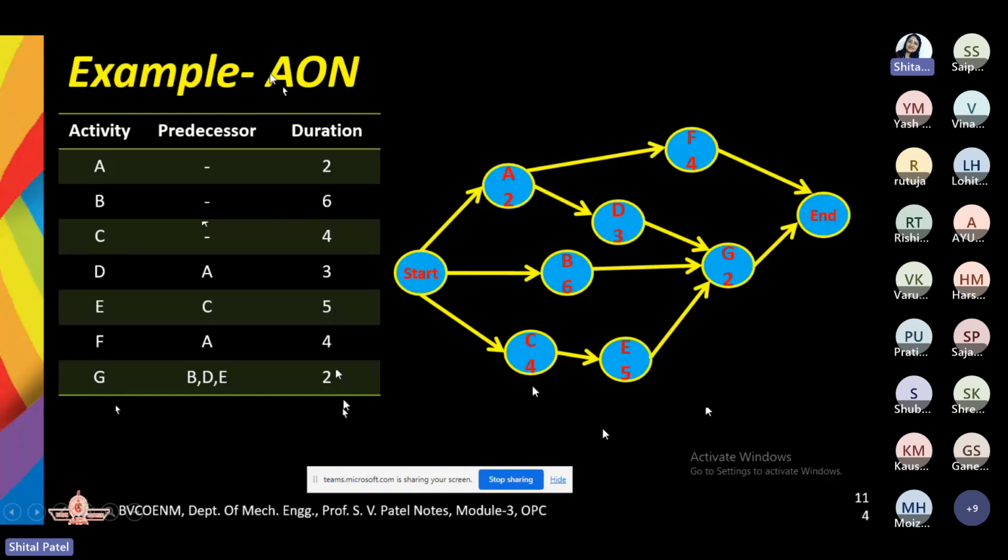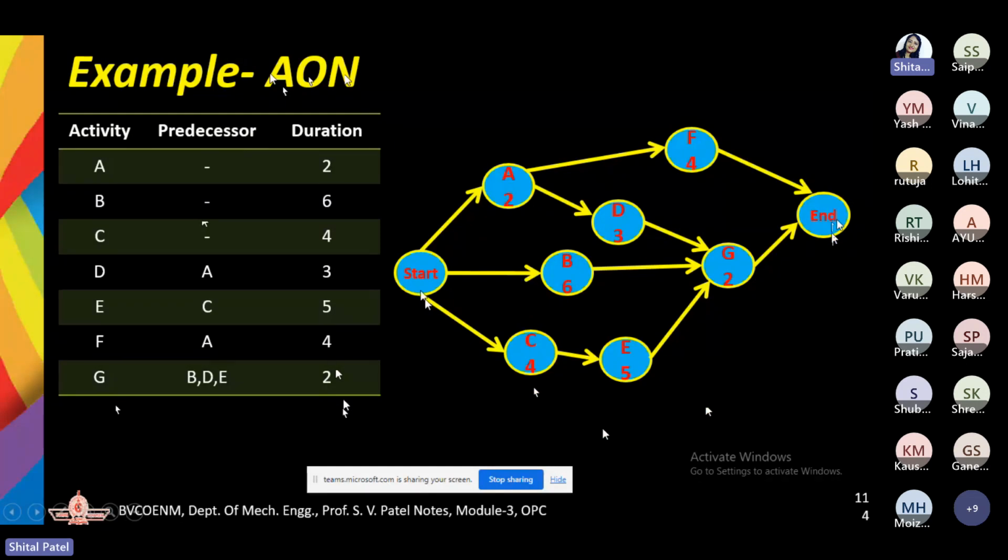It depends upon your convenience. If you wish to go ahead with activity on node, no problem. The outcome or the answer will be the same, whatever method you adopt. So let's start. Whenever we are taking activity on node, we have two special nodes, the first one and the last one. The first node is called the start, and the last node is called the end.